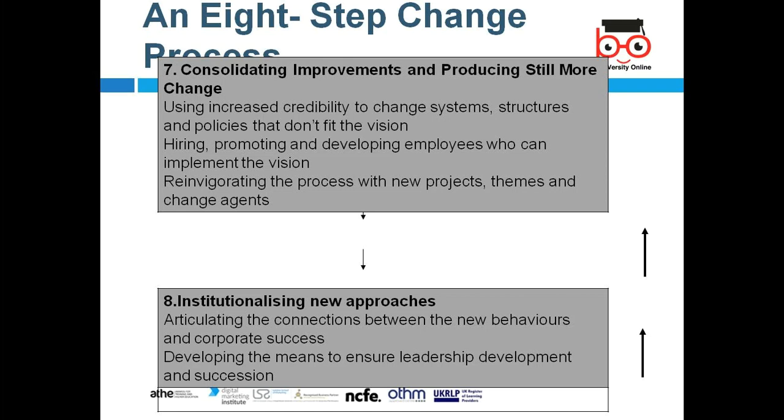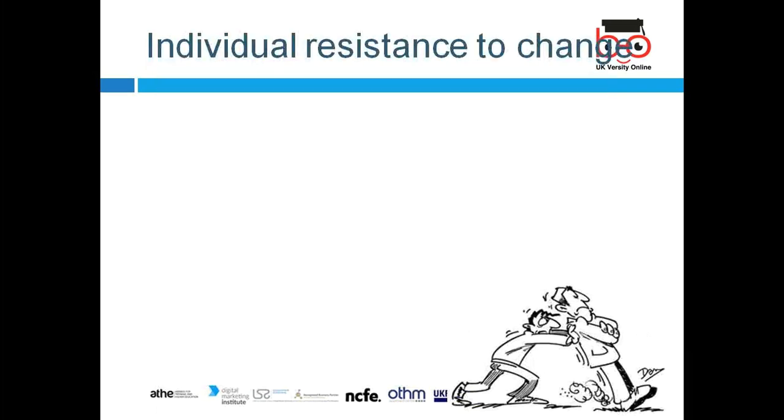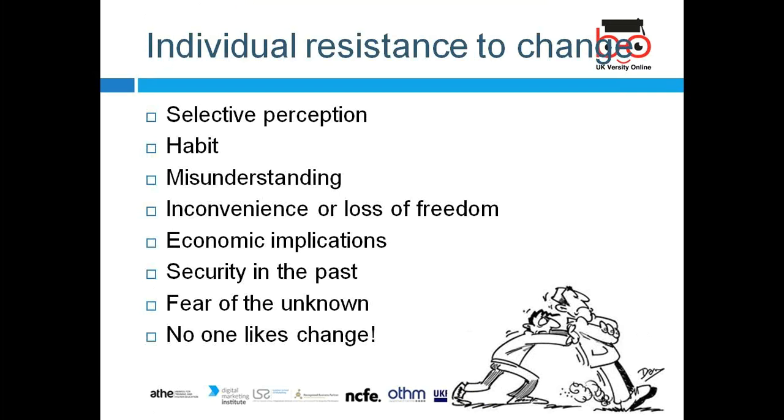Institutionalizing new approaches. So we need to articulate the connection between the new behaviors and corporate success. And we need to look at developing the means to ensure leadership development and succession planning in our organization. We need to carry on doing that. So these are the 8 steps, according to Kotter, and these we need to follow. And that model is quite useful as well when we look at change in an organization. Individuals, of course, carry on resisting the change.